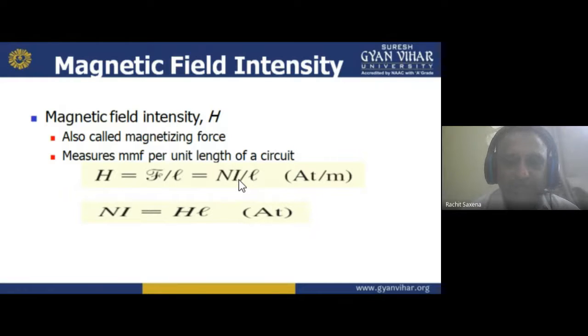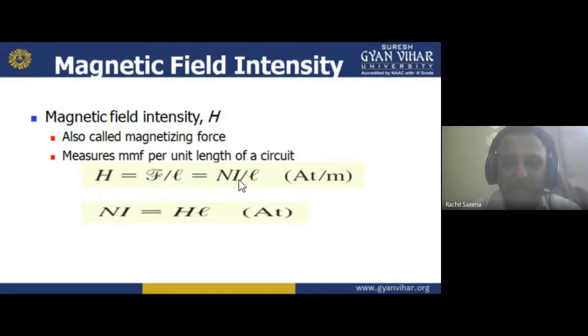So if I want to calculate the value, if I need an expression, my dear student, I write here H is equal to F by L is equal to Ni by L. We can also call it ampere turn per meter. And Ni, ampere turn, is equal to HL. H is the intensity, L is the length, and F is the MMF, magnetomotive force. So we call it MMF per unit length of a circuit.